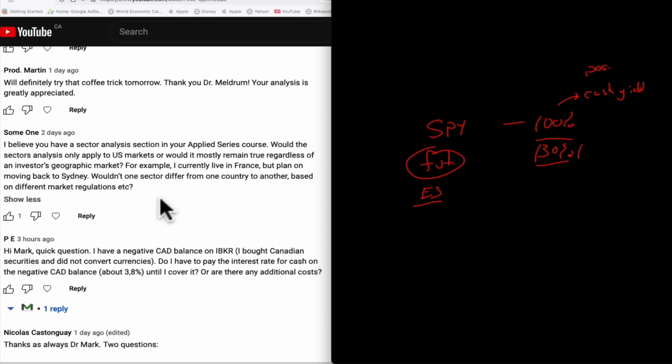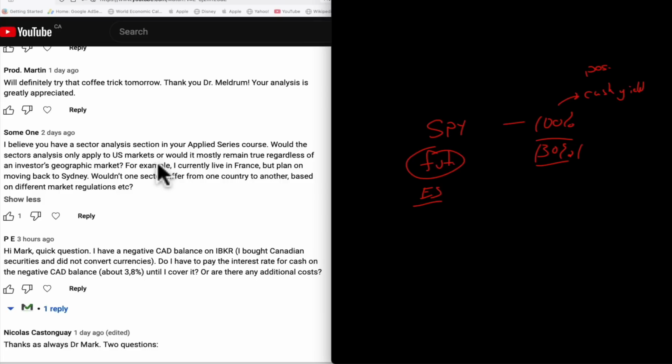I believe you have a sector analysis section in your applied series course. Would the sector analysis only apply to U.S. markets? Well, not really. When you analyze a sector like consumer discretionary, a consumer discretionary stock is a consumer discretionary stock in any market. I'm using XLY, which is an ETF based on the S&P 500, to make my point about consumer discretionary. In a different country, there might be a different ETF with different stocks in there. And the consumer discretionary sector may have a different weighting in that country than it has in the U.S. It may not be as important or may be more important.